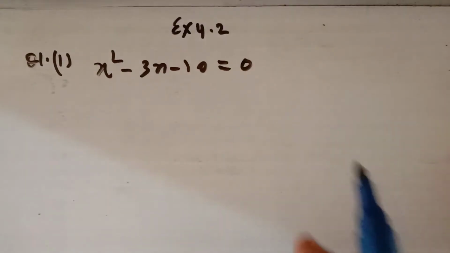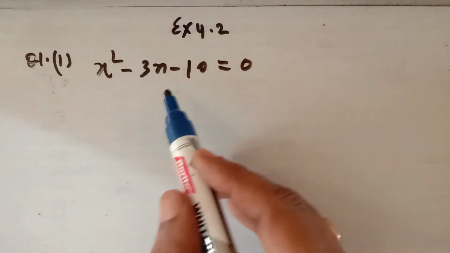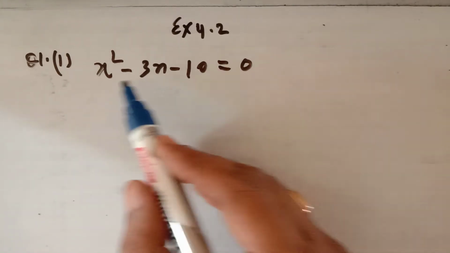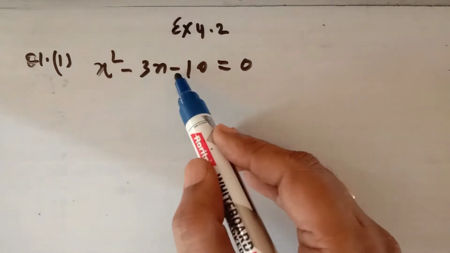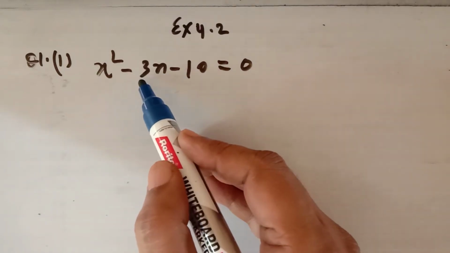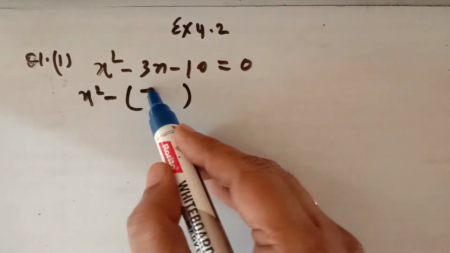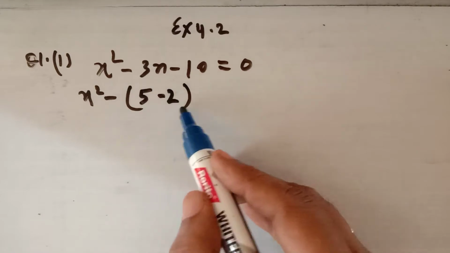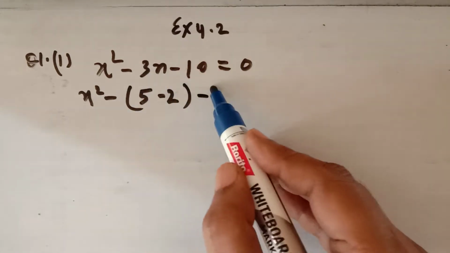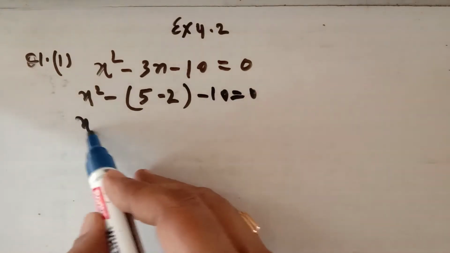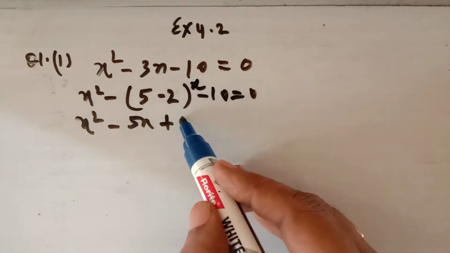Now you have to factorize this quadratic equation by splitting the middle term. So you need those two numbers whose product is minus 10 and whose difference is 3. So how can you factorize it? You can split this 3 as 5 minus 2, because their product is minus 10 and their difference is 3. You know how to factorize by splitting the middle term. You have done this in detail in your lower classes.